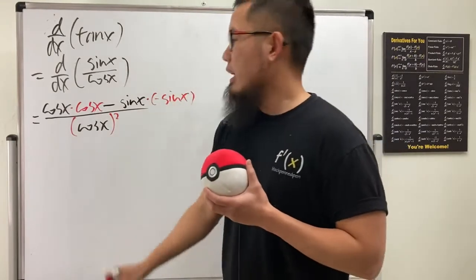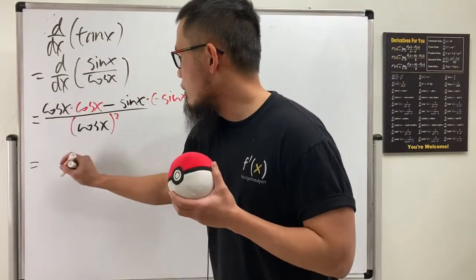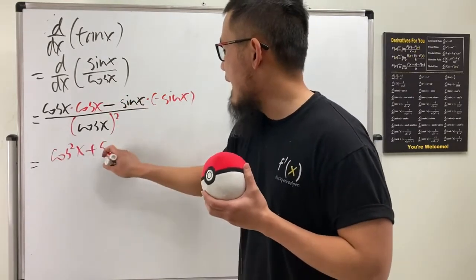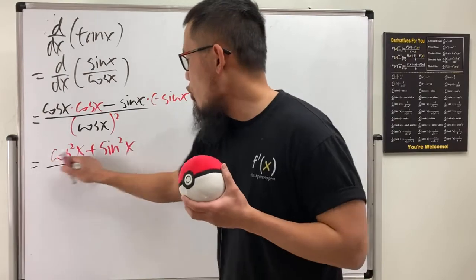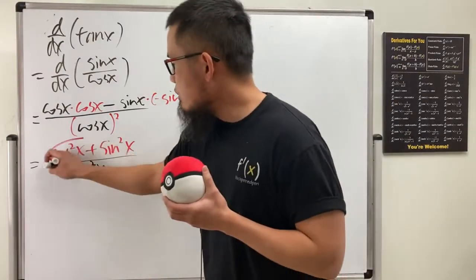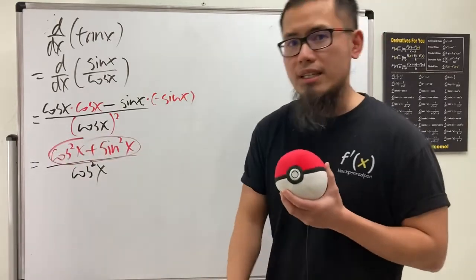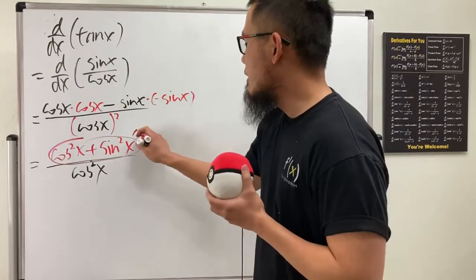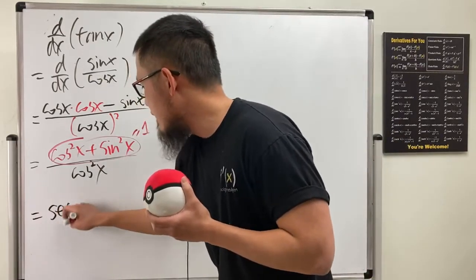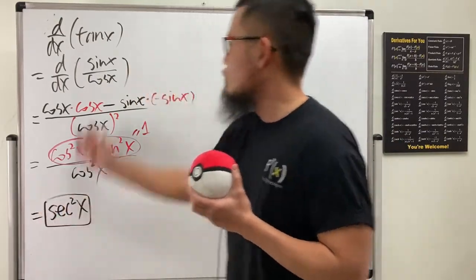Aha, very nice, right? And now you see, this right here is going to give us cosine squared x, and then minus becomes plus, and then we have sine squared x. Very nice. And over this right here is going to be cosine squared x. And you see this right here, cosine squared x plus sine squared x is equal to what? Yes, it's the famous number 1. So this right here is just nicely equal to 1. 1 over cosine squared x is equal to what? Yes, that's going to be secant squared x. And then we are done. Derivative of tangent.